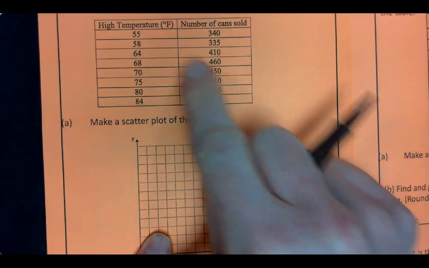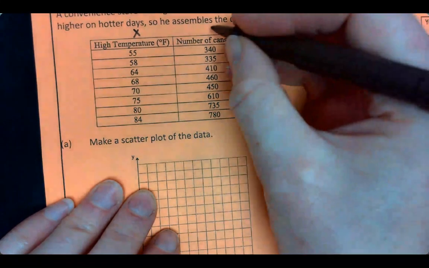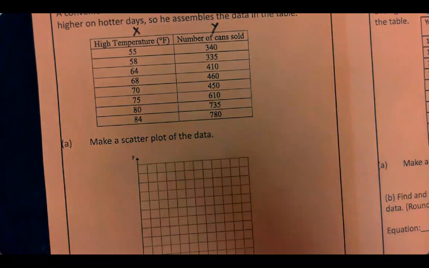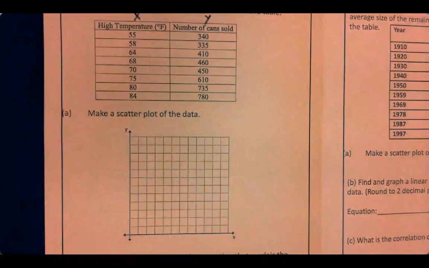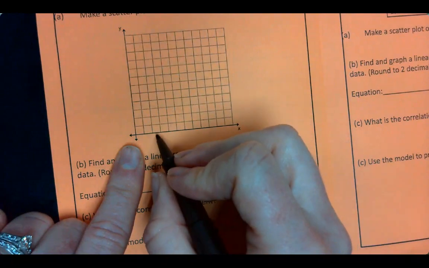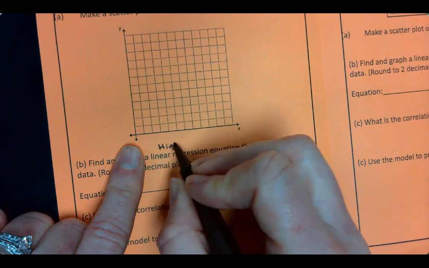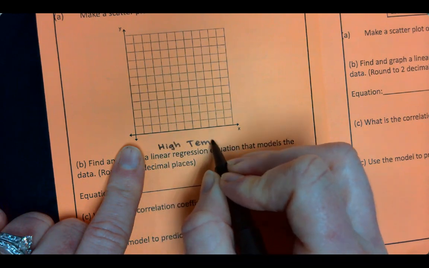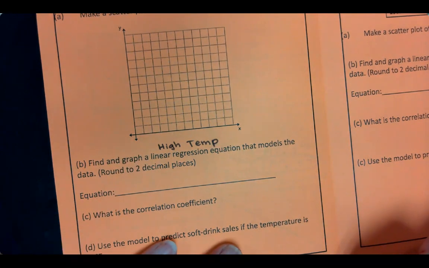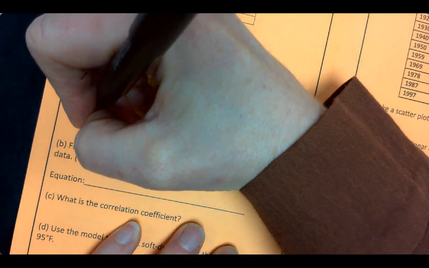Okay. So we're going to look at what the X values are. That's high temp. Y is number of cans sold. So we need to label our X and Y axis. So I'm going to label it here, but don't put it too close to the line because we're going to have to put the numbers there. So go ahead and just put high temp. That's our X-axis. And our Y-axis is number of cans sold.